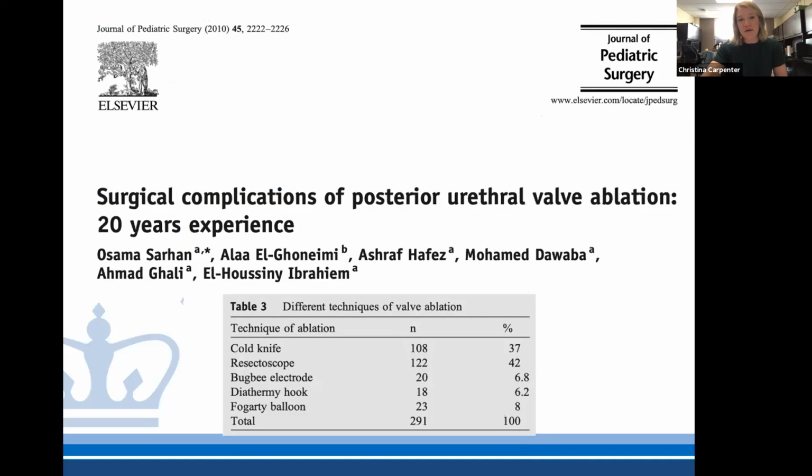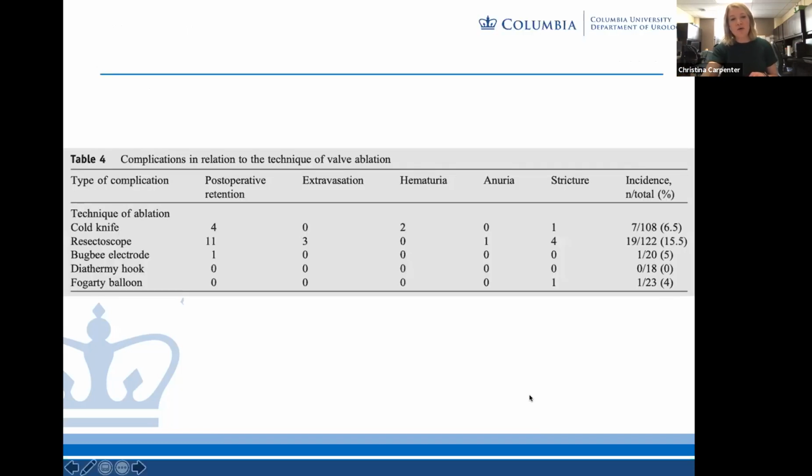And then in this paper out of the Journal of Pediatric Surgery in 2010, this was over a much longer, 20-year experience. I think they had 291 patients. This shows the breakdown of the different techniques that were used. As you can see, the majority were either cold knife or, when they write resectoscope, they actually mean using the hot loop and the resectoscope. They ultimately concluded that the resectoscope was associated with a higher rate of strictures.